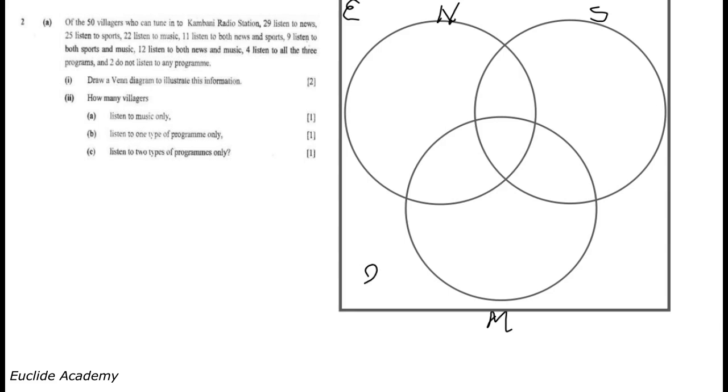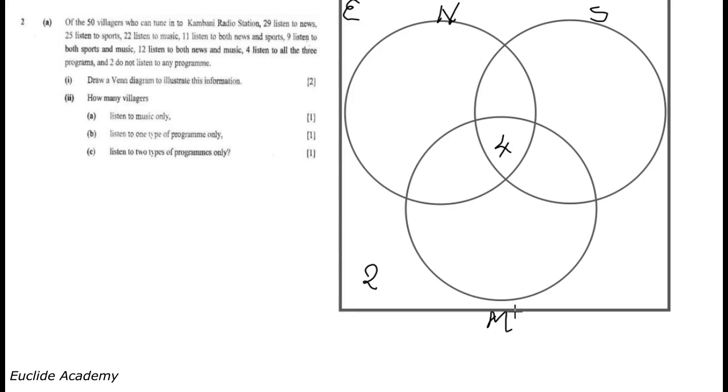So 2 do not listen to any program, so you can put this 2 here because they do not listen to any program. And then you say 4 listen to all the 3 programs. I think this is the best way to approach these questions. You start from down here going upwards, rather than starting from here coming down. That will confuse you. So 4 listen to all the 3 programs, so you put 4 at this point here because it's the intersection of the 3 programs.